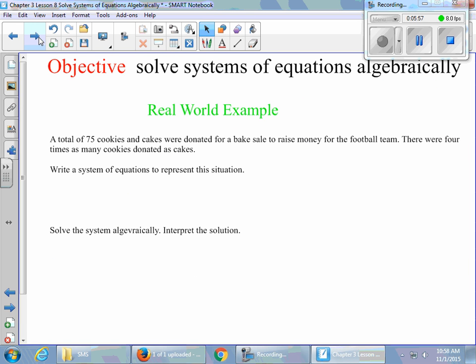A total of 75 cookies and cakes were donated for a bake sale to raise money for the football team. There were 4 times as many cookies donated as cakes. Write a system of equations to represent the situation. Solve the system algebraically, not graphically. Interpret the solution.